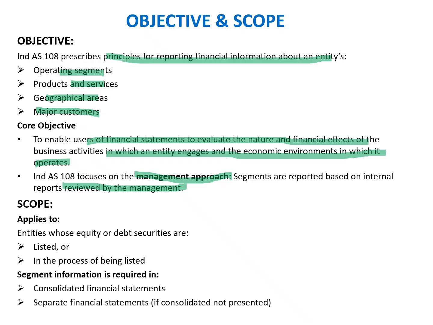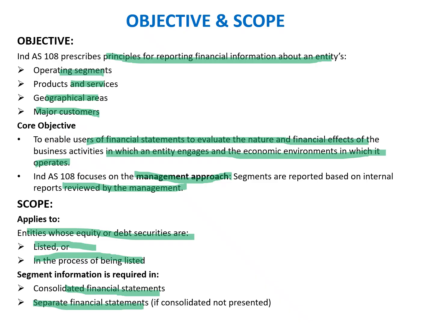When we talk about the scope here, it applies to entities who are listed or in the process of being listed. So largely it applies to all the entities to which Ind AS is applicable. Segment information is required in the consolidated financial statements, and in the separate financial statements if consolidated are not presented.